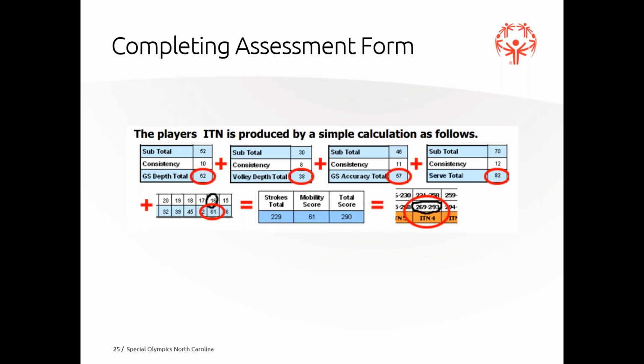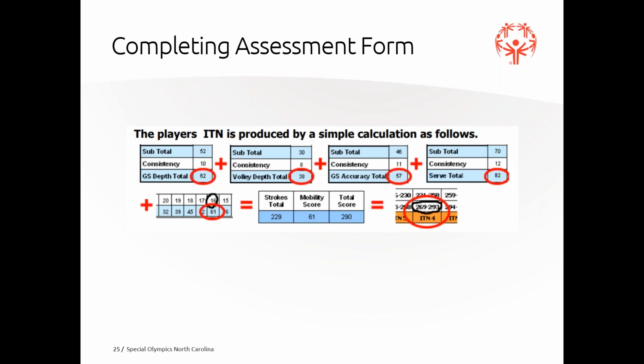To complete the ITN assessment form and to receive the athlete's ITN number, you must have completed all 5 sections of the assessment. To receive the ITN rating, you will add the strokes total, which is the total of the ground stroke depth test, the volley test, the ground stroke accuracy test, and the serve test, together, along with the total of the mobility score. This will give you the athlete's total ITN score. Then you will use the table that is located at the bottom of the ITN assessment form to correspond the total score with the correct ITN number.